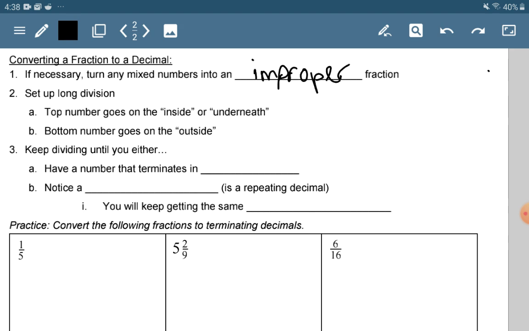Then we're going to continue with our long division until either we have a number that terminates in zeros or we notice a pattern. One of the things that we're looking for as far as establishing a pattern is that we are going to be continuously getting the same remainder over and over again.